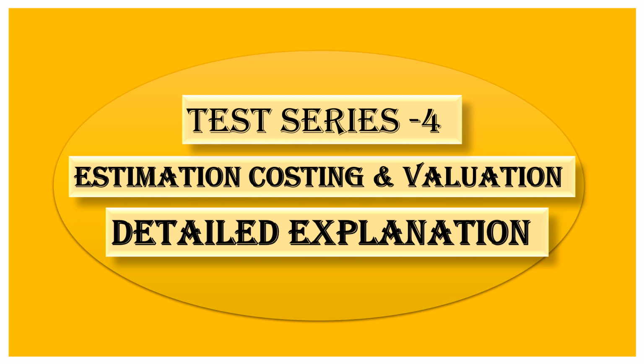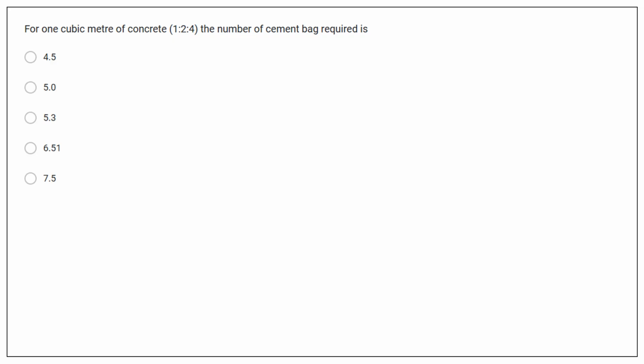Okay, so let's start with the question. Question number 1. For 1 cubic meter of concrete, which is 1:2:4, the number of cement bags required is. To calculate the cement bags, first we need to know about the wet concrete volume, and second is the dry concrete volume.